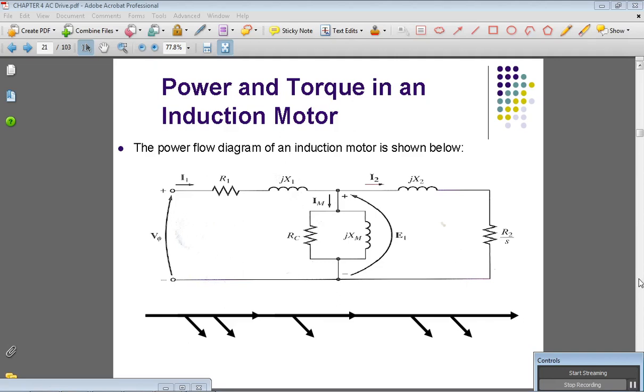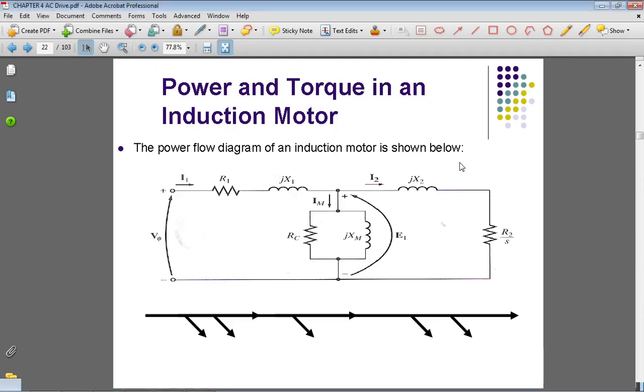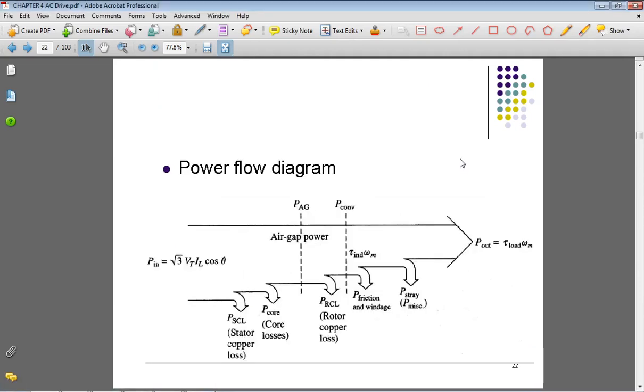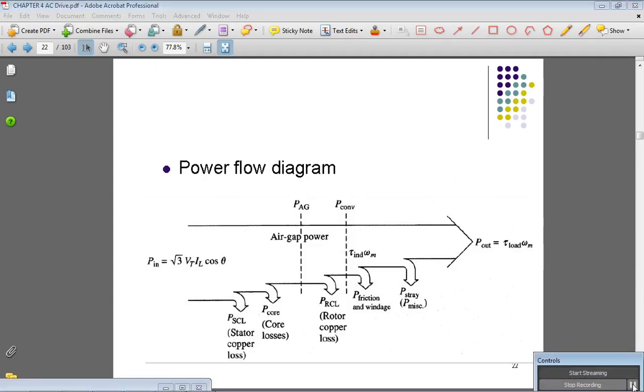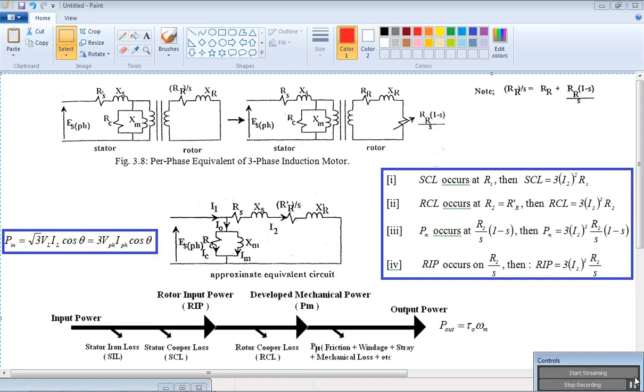Okay, next we move to power and torque in an induction motor. The power flow diagram of an induction motor is shown below. To understand more, I will refer to this note. I will use this figure to explain this part. Bear in mind that when we want to calculate the power, we should consider the total three-phase power of an induction motor.